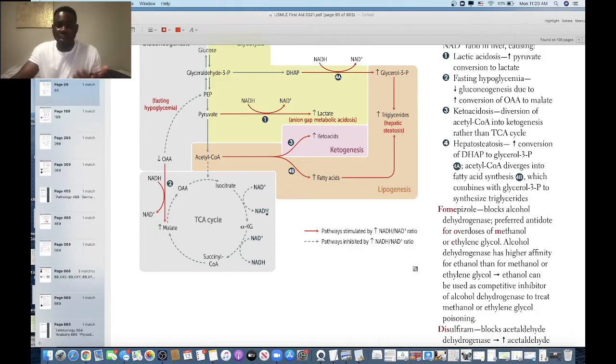When we have a lot of NADH, what does that mean? It means that the cell has high energy, because we can use these NADH to make ATP. Is that correct? We can use them to make ATP, right? So anytime they are high, it means that we have a lot of ATP being made.